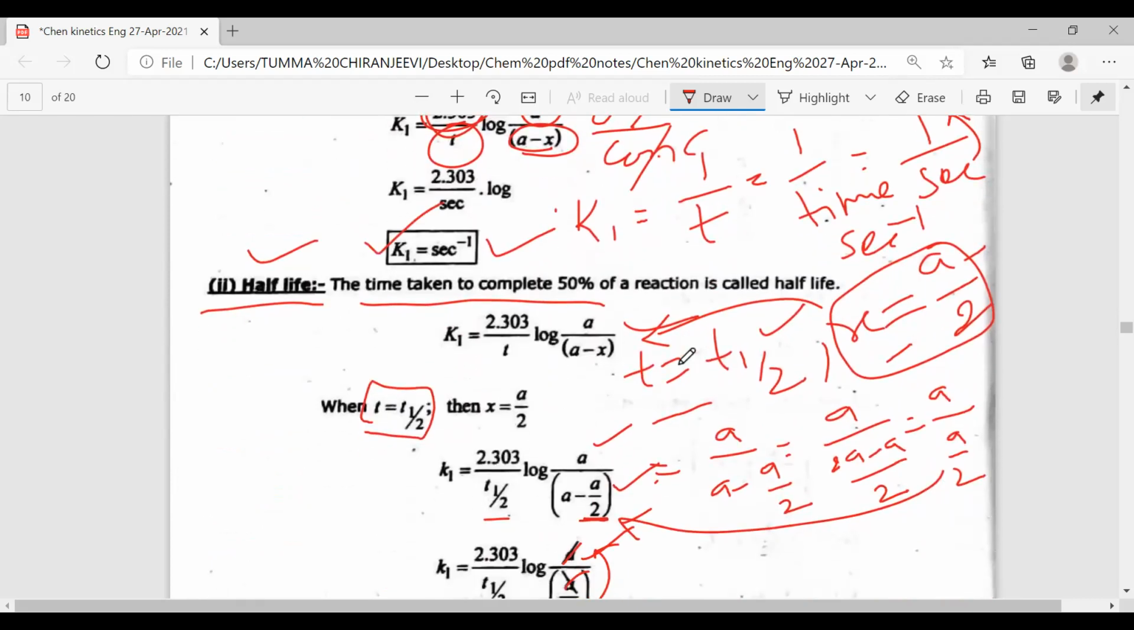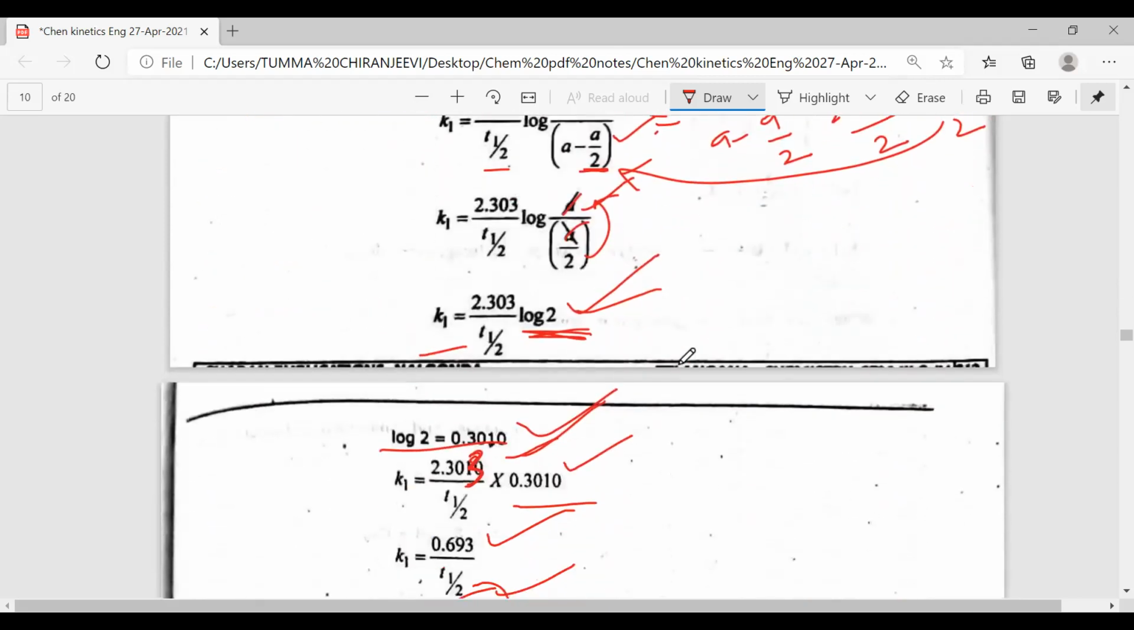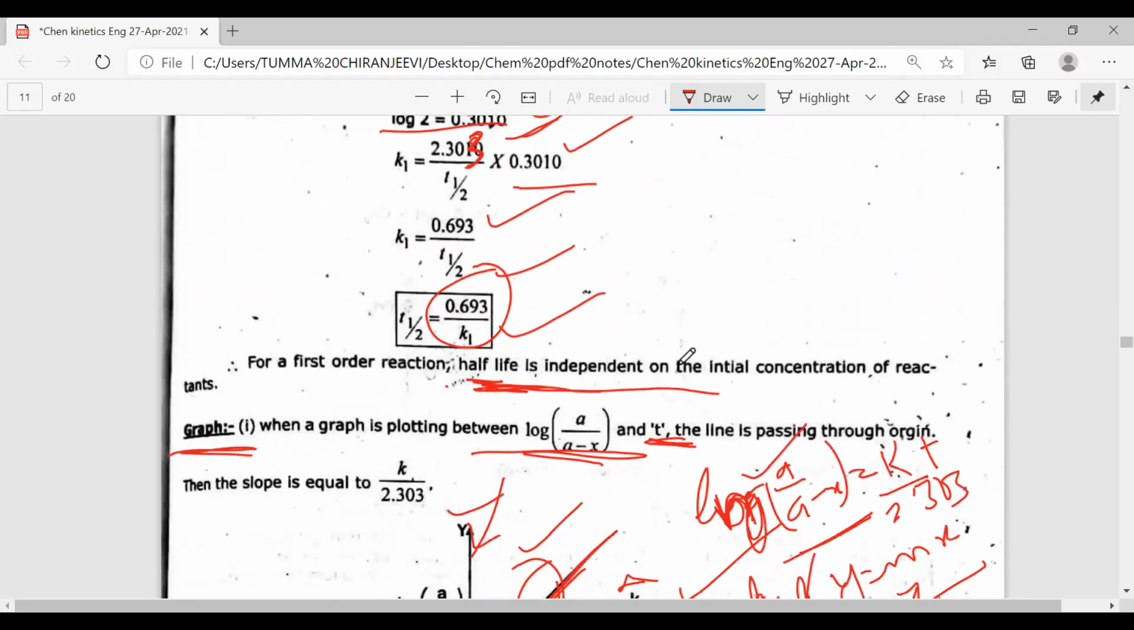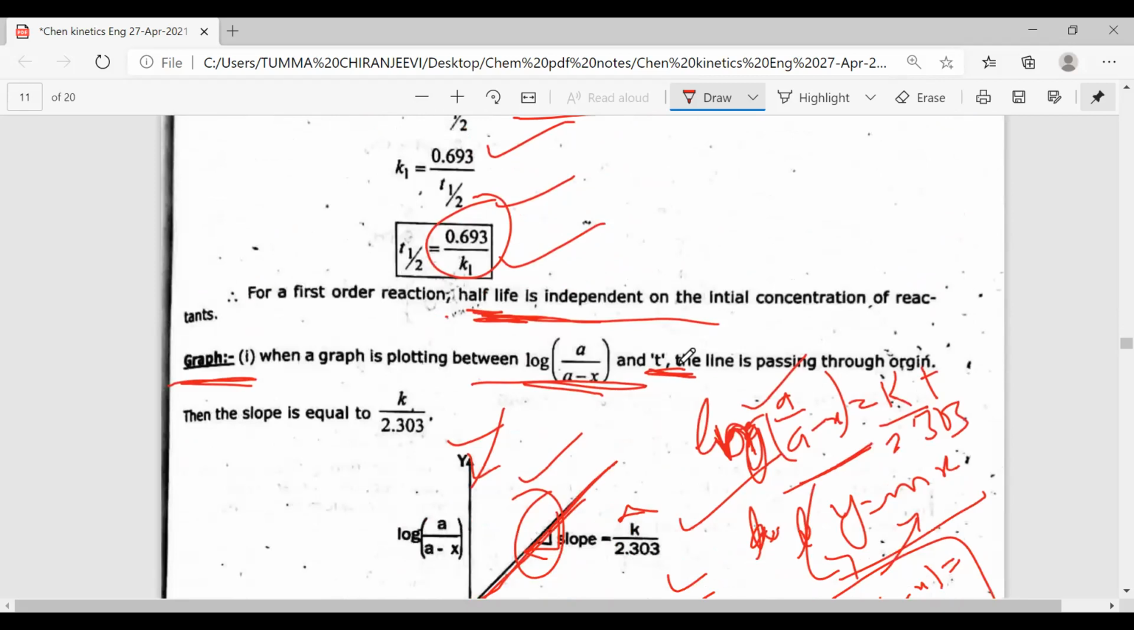K is equal to second inverse, and half-life. So the half-life is 0.693 by k1. That means half-life is an independent parameter. It will not depend upon the initial concentrations.